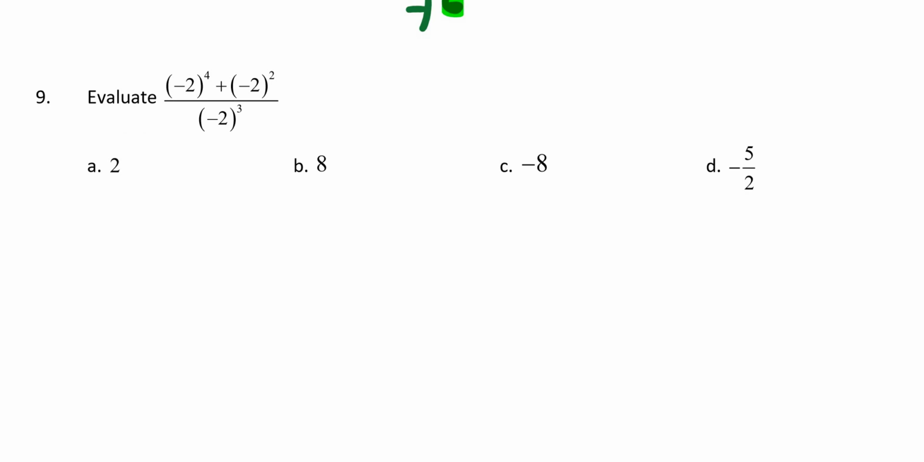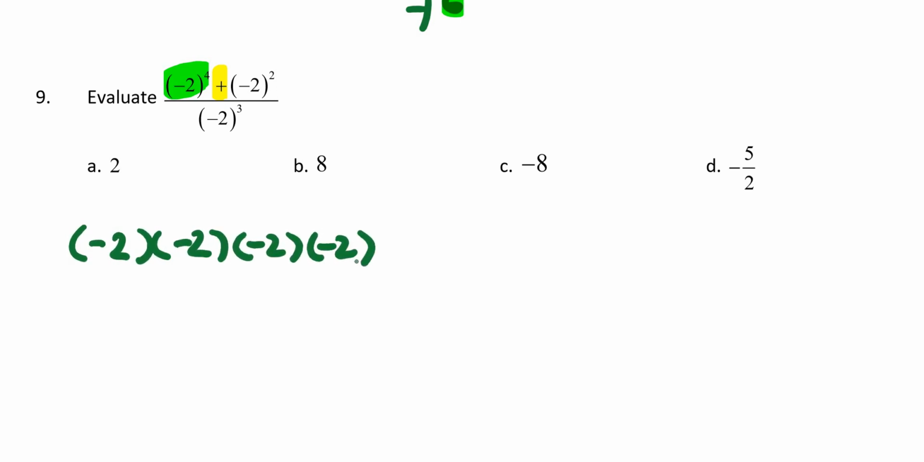Question number 9 here, you have to be very careful because there's a plus sign here, so we're not using any exponent rules. You just need to be very good at computing these. So I have negative 2 to the power of 4. If you had to expand that, that's the same thing as negative 2 times negative 2 times negative 2 times negative 2. And if you multiply all that out together, you actually get 16.